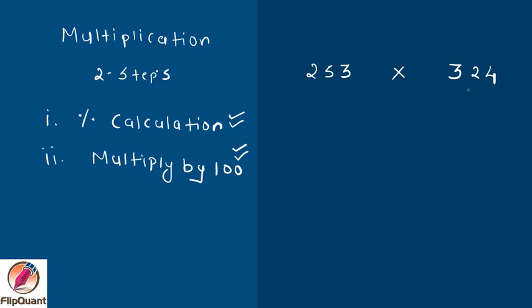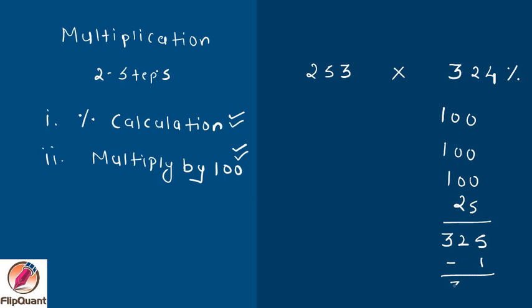Now the calculation of percentage for 324 would be easy for me, because I have to just calculate 100, 100, 100 and 25. So this would give me 325 and then I have to minus 1 to get 324. Okay, so I am writing this here, so it is consuming a lot of time, but you are not going to consume this much time in the exam or when you practice. So 100% of any number is the number itself.